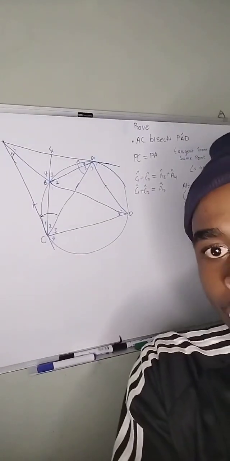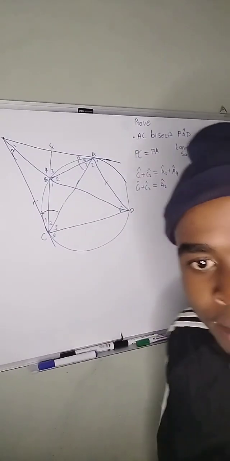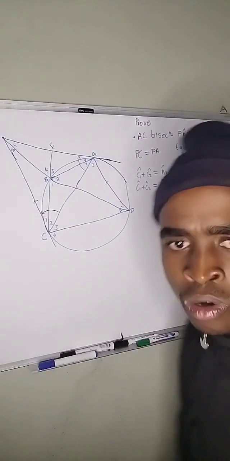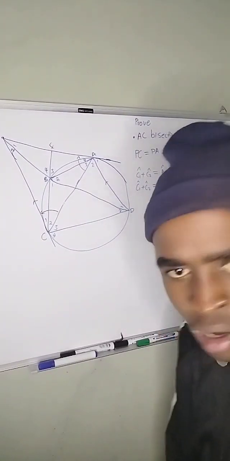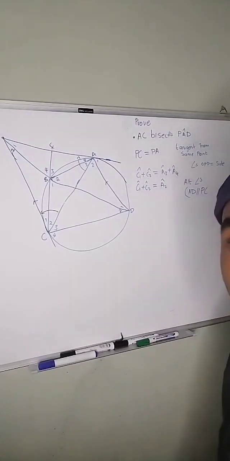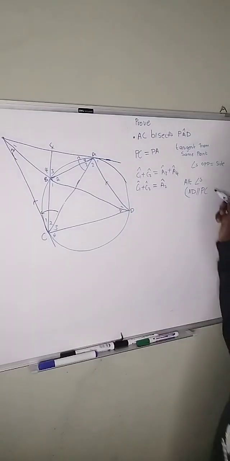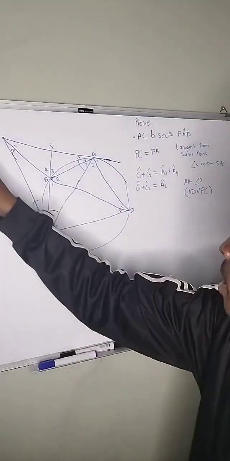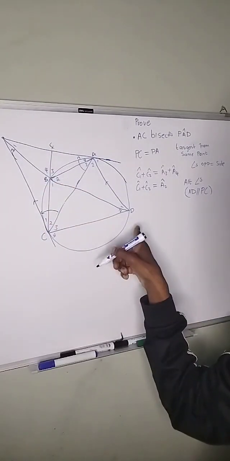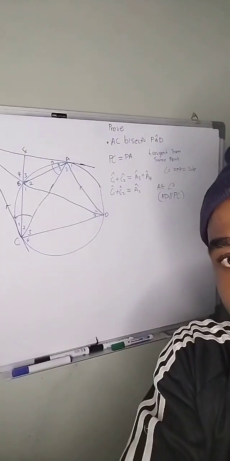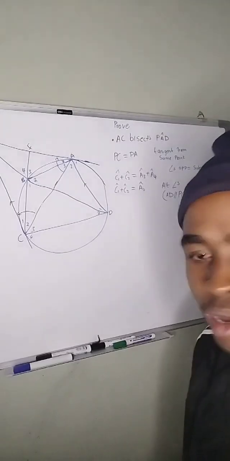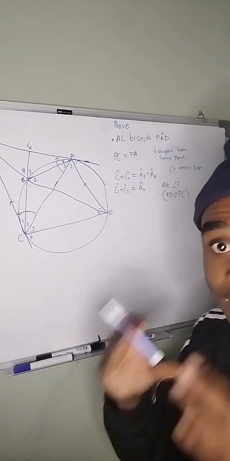So now, what is the last statement? No, not PA and PC. PC is going to be parallel to AD. So therefore, what is the last statement that we are going to pose?